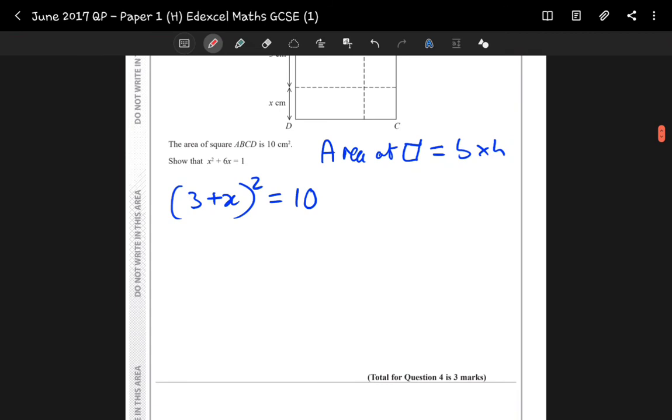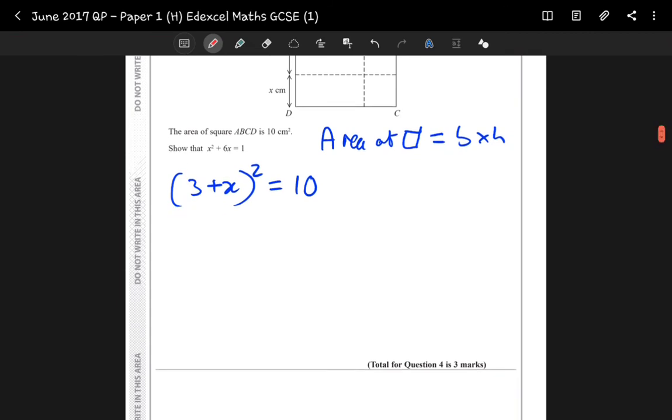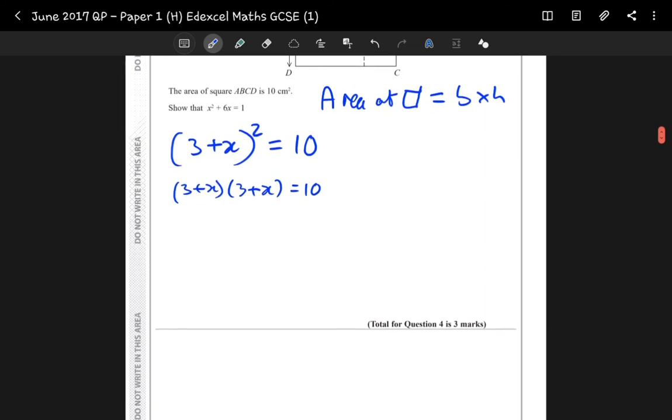Then we want to expand the bracket out. Now, for a lot of people, they would rather write the bracket out in a way which separates the brackets. So (3 plus x)(3 plus x) equals 10. Now, remember, you cross multiply when you expand the bracket. Some people even use the method called FOIL. That's to say you've got the first, outside, inside, and last. So the first ones here are the 3 and the 3, right? That's the first. So that's 9.